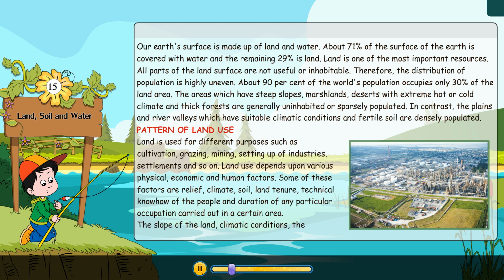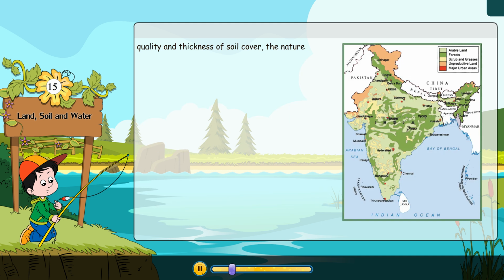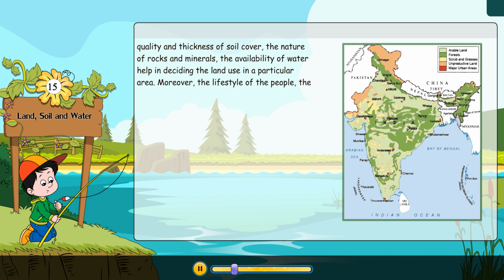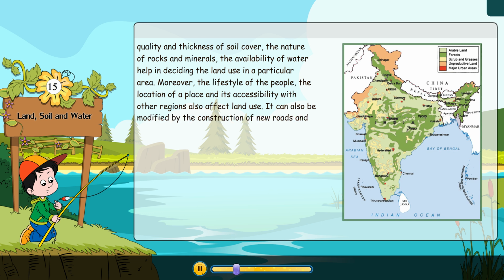The slope of the land, climatic conditions, the quality and thickness of soil cover, the nature of rocks and minerals, and the availability of water help in deciding the land use in a particular area. Moreover, the lifestyle of the people, the location of a place and its accessibility with other regions also affect land use. It can also be modified by the construction of new roads and railways in a particular area.